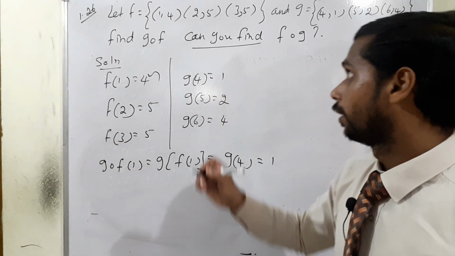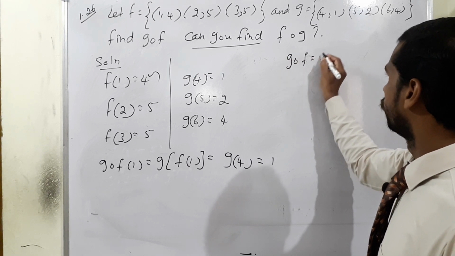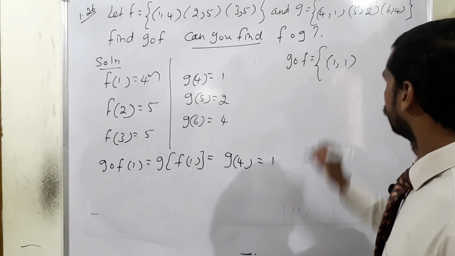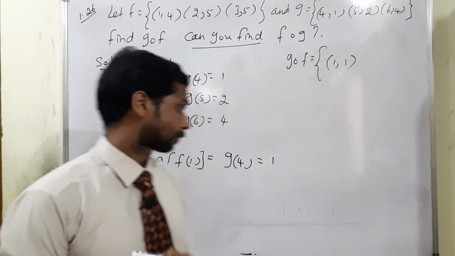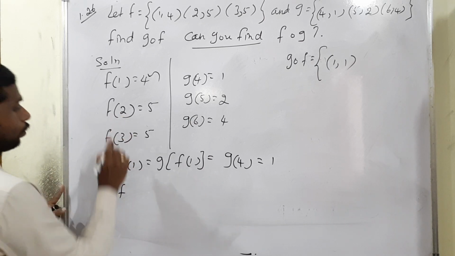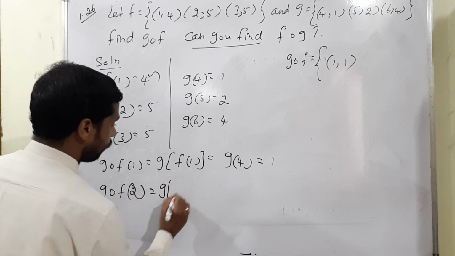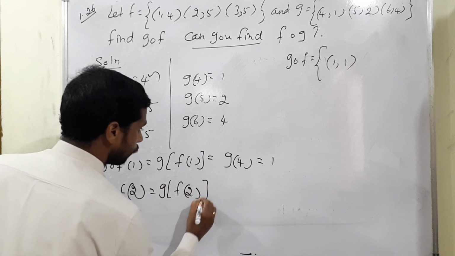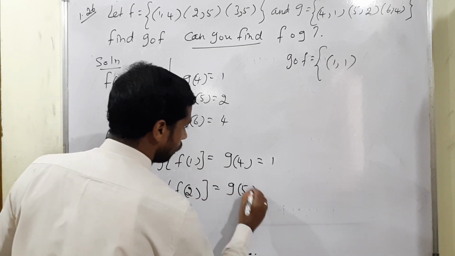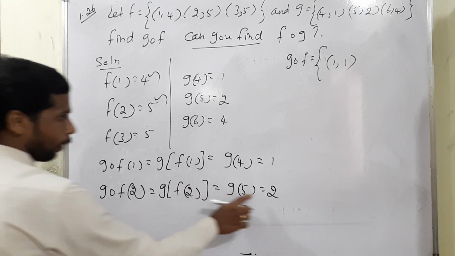Therefore, for the first one, f composite g means g dot f, the first pair is 1 comma 1. The next pair: g dot f of 2. f of 2 means again g of f of 2. So g of f of 2 is g of 5, and g of 5 is 2. Therefore the next pair is 2 comma 2.